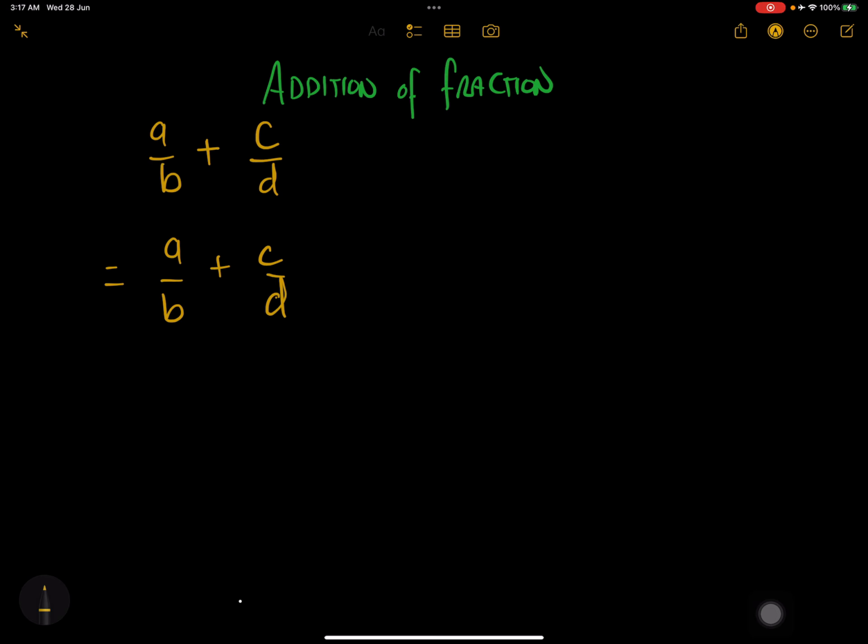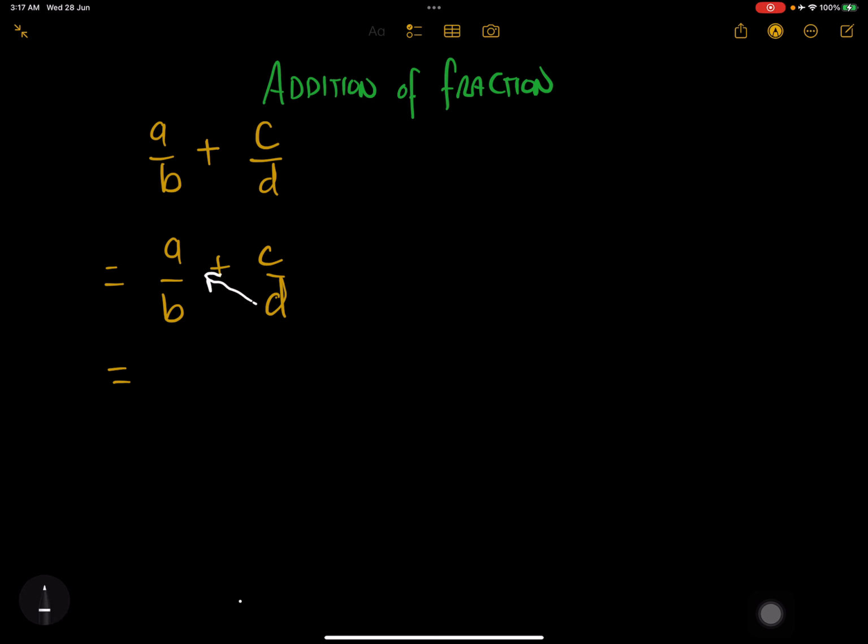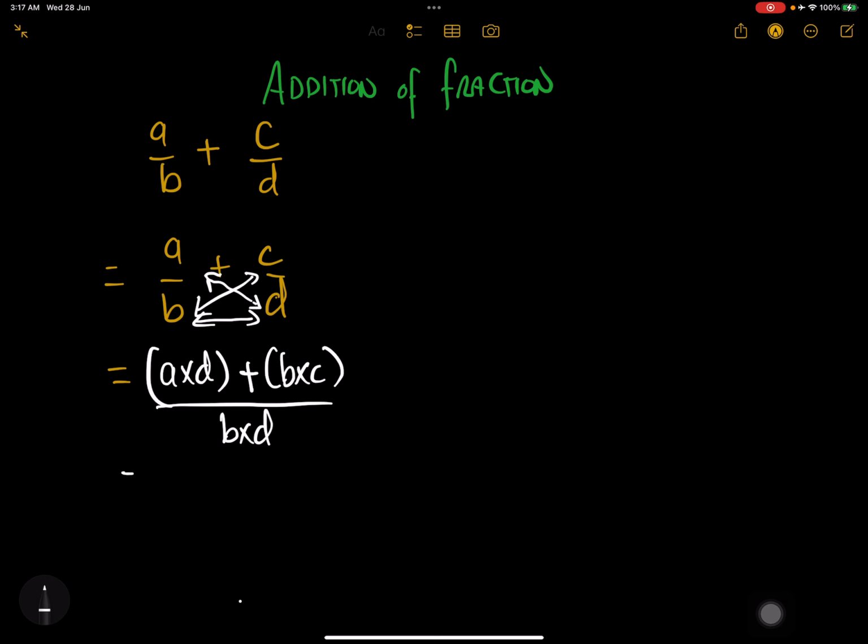What is going to happen is that we cross multiply. We let A and D multiply together, so it's going to be A times D, and then we bring the plus sign there, and then we let B and C also multiply. So B times C, and then we divide everything by the multiplication of B and D. We have AD plus BC, divided by B times D, which becomes BD.